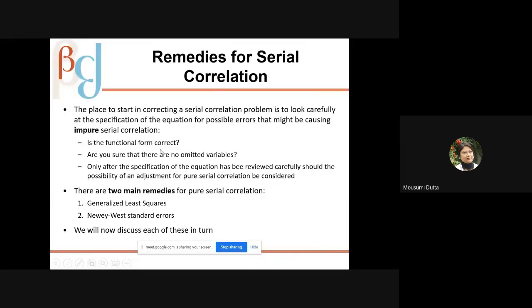So, remedies of serial correlation. First you need to check whether it is coming through impure serial correlation. It's not related to the time element, but because of misspecification or omitted variables, etc. Is the functional form correct? Are you sure that there are no omitted variables? First we need to check all these things, and you know the OV test, by which you will be able to understand whether there is any omitted variable or not. You know the test by which you will be able to detect whether there is any misspecification or not. What is that test? Testing for misspecification?